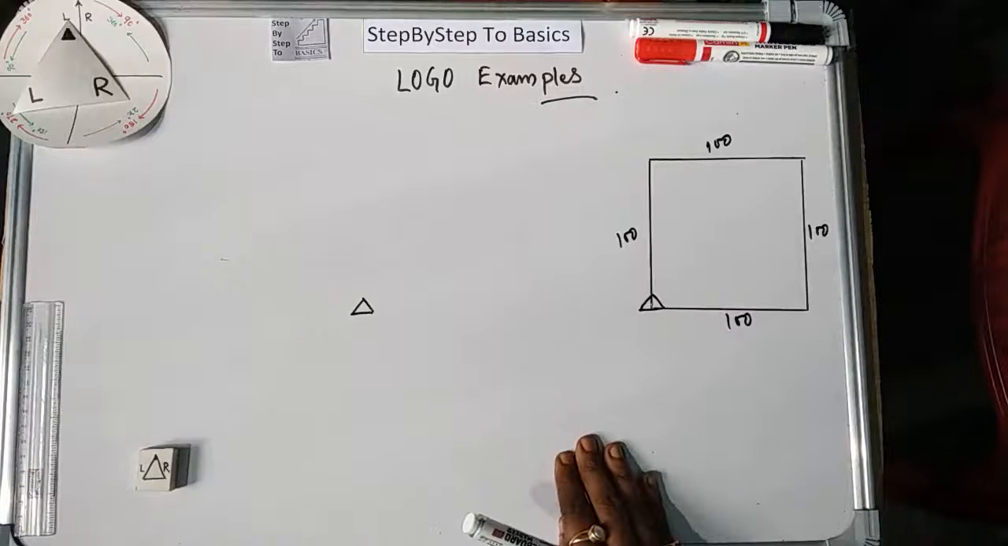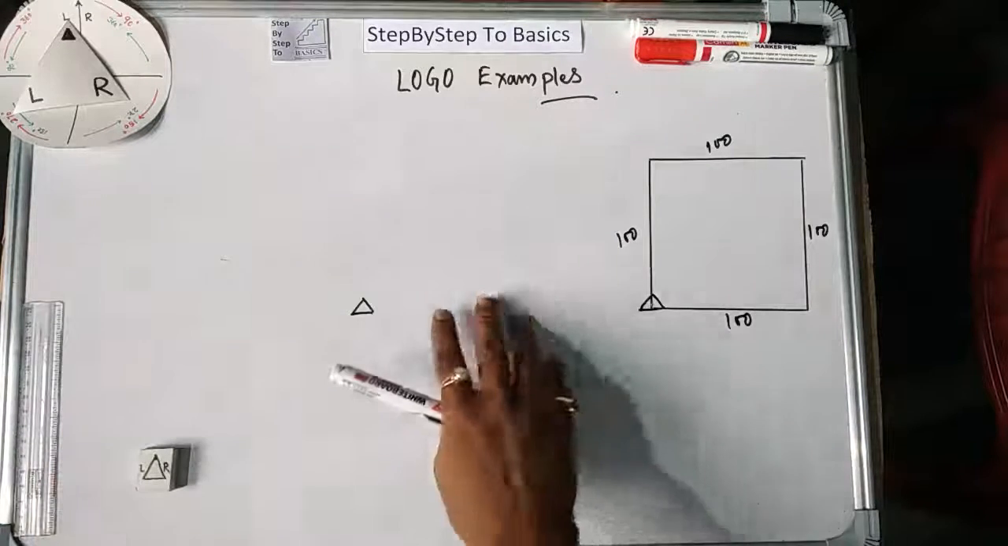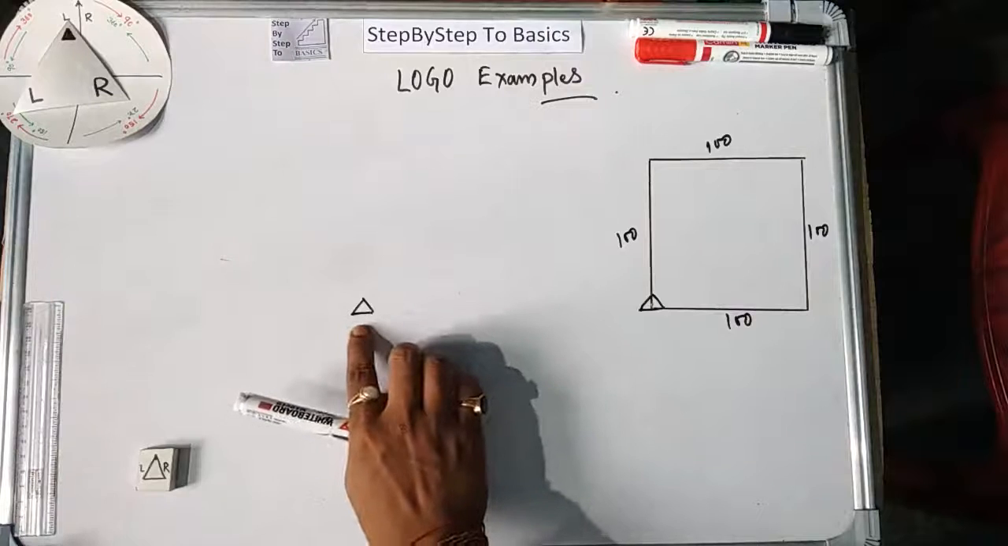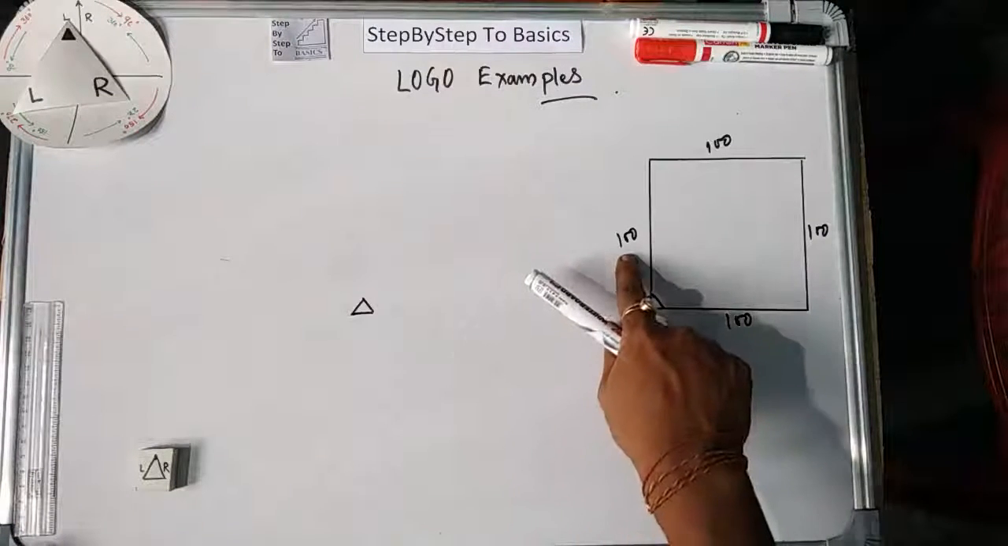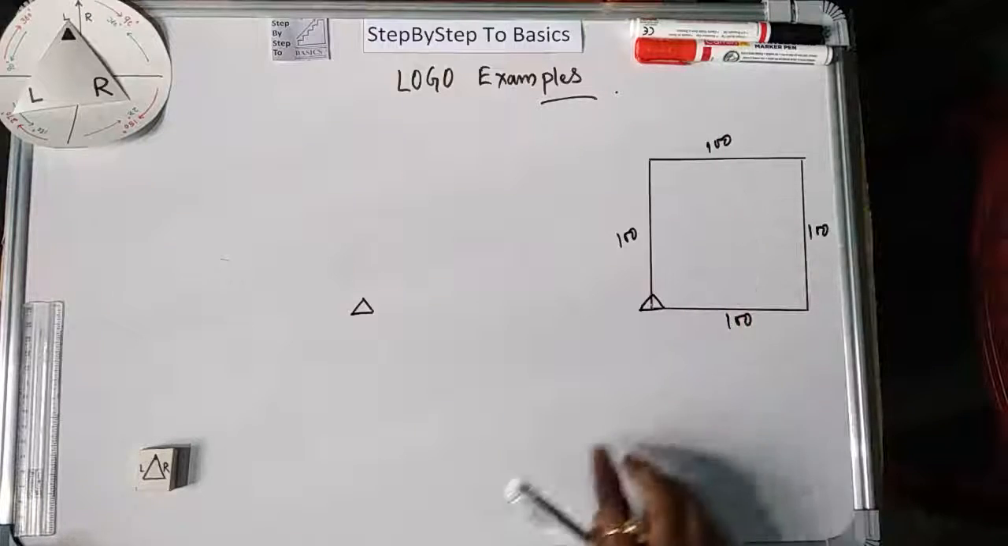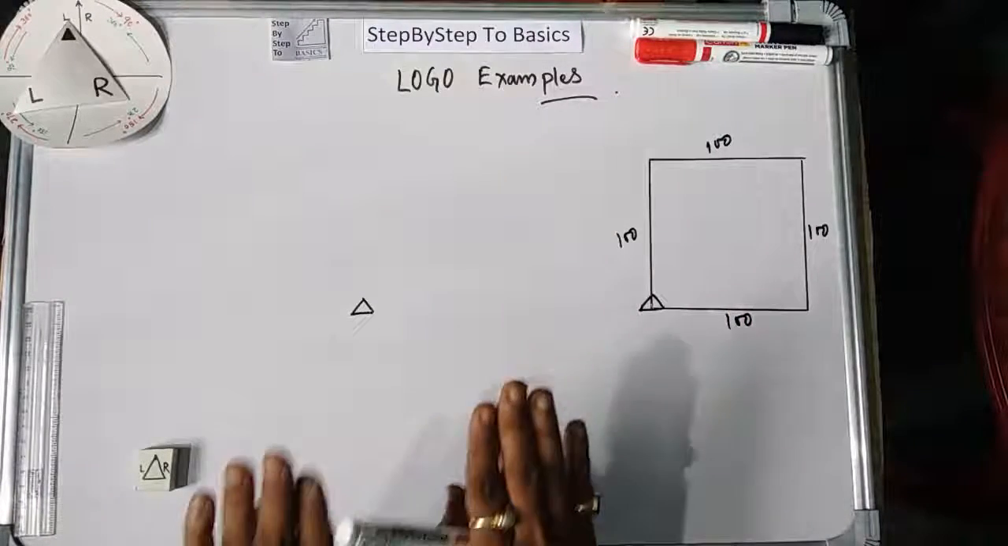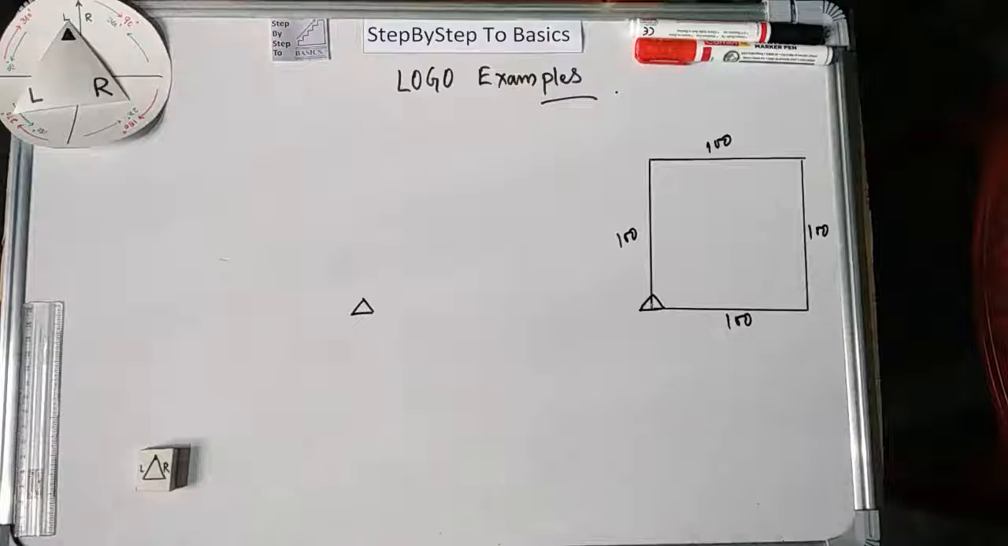So let's start. Initially, when you open the Logo software, you'll find the cursor will be at the middle, like this. First, you can see it is 100. Every side has 100 written, so we have to write steps as 100. So let's write the code.